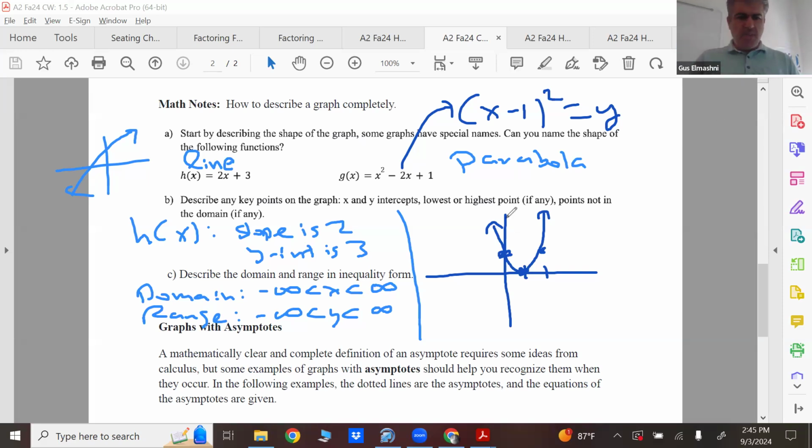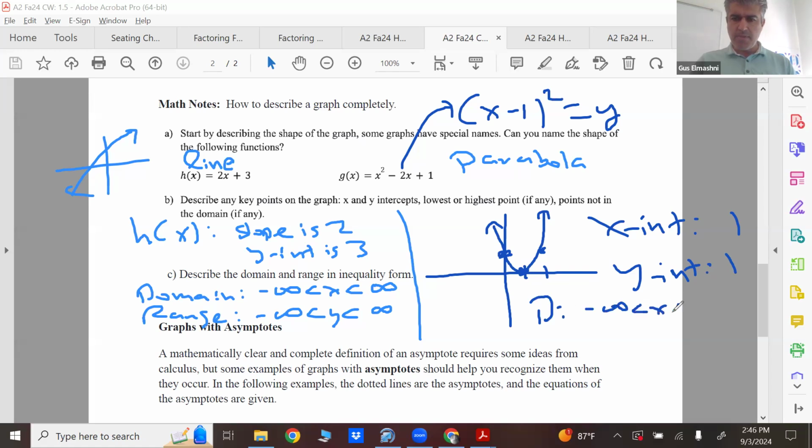Yeah, so in this case, the x-intercept is 1. The y-intercept is 1 again. The domain is all real numbers. And the range is y is bigger than or equal to 1. Sorry, 0. My bad. So that's just more review of old stuff.